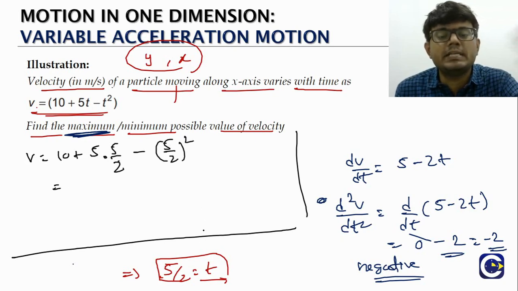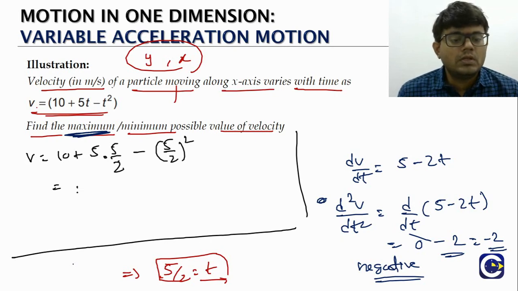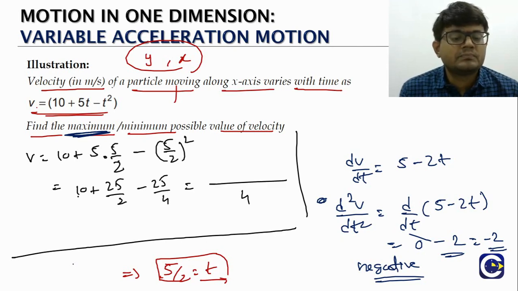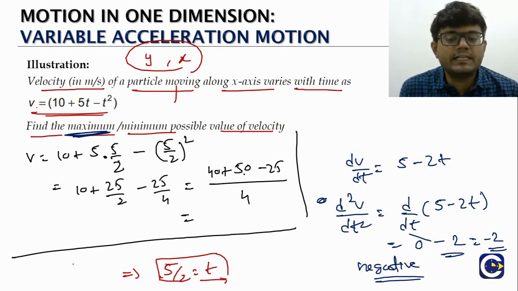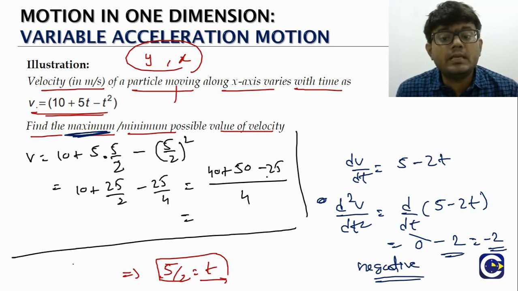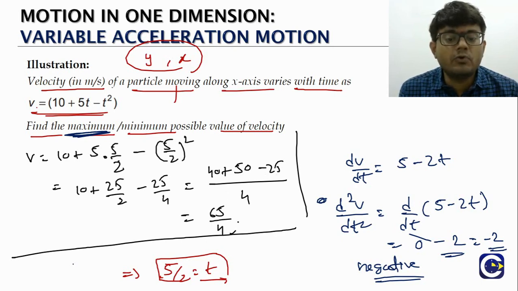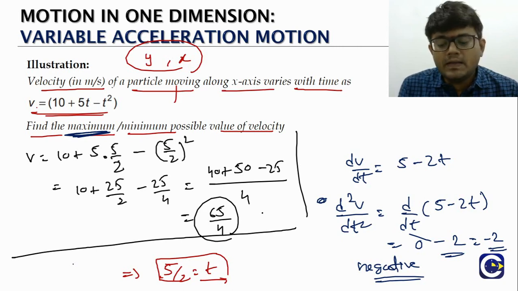We just have to substitute t is equal to 5 by 2. So 10 plus 25 by 2 minus 25 by 4. We'll take an LCM, which is 4. Then it will be 40 plus 50 minus 25. 40 plus 50 is 90, and 90 minus 25 is 65. So 65 by 4 is the maximum velocity possible for the particle.